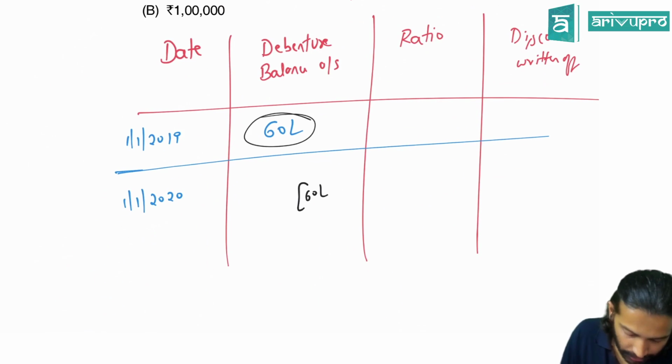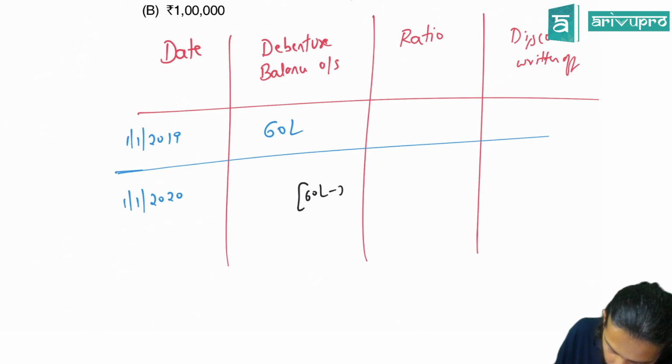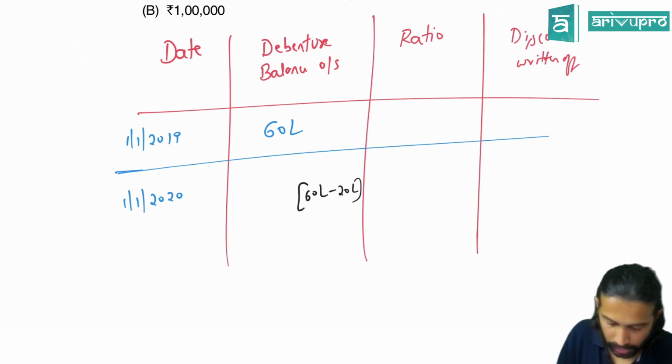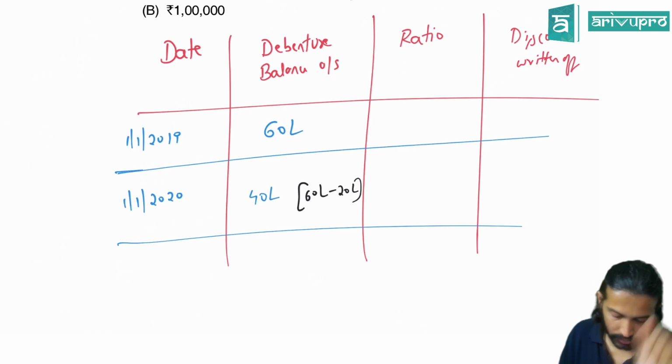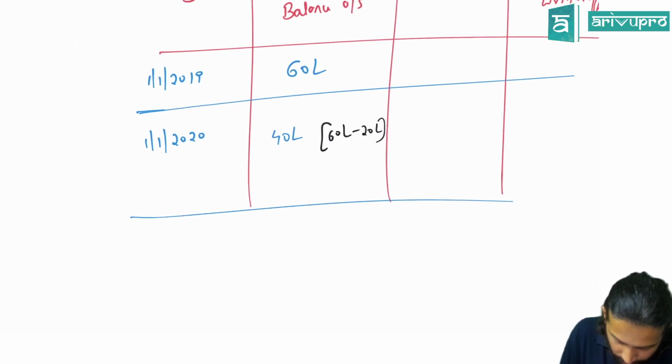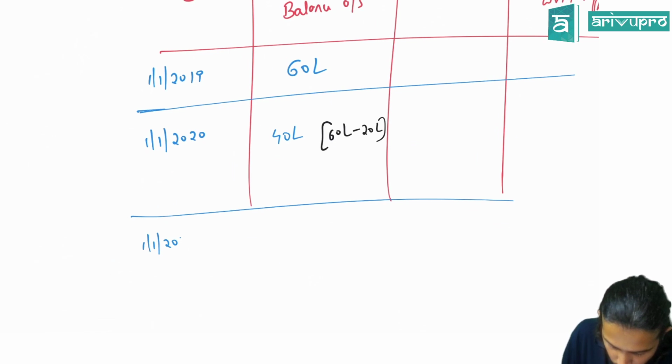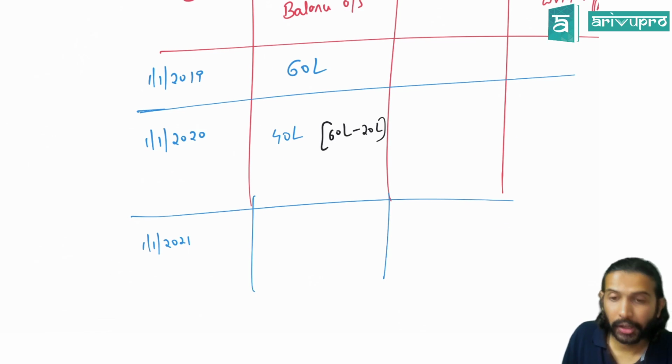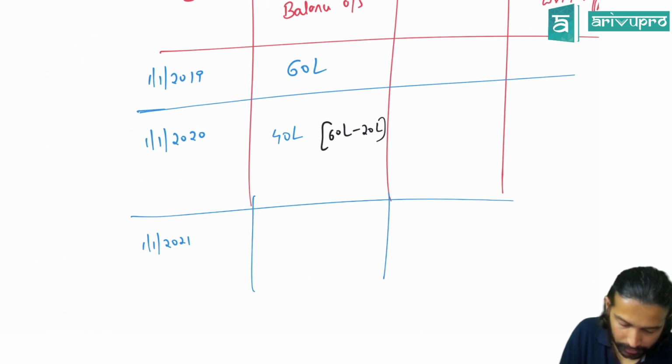That means what will be the balance in the debenture account? Last year it will be 60 lakh. But at the end of last year itself, 20 lakh would have been redeemed. That means the balance in the debenture account will be 40 lakh. Next year you check. Next year will be 1st Jan 2021, meaning 1st January 2020-21.